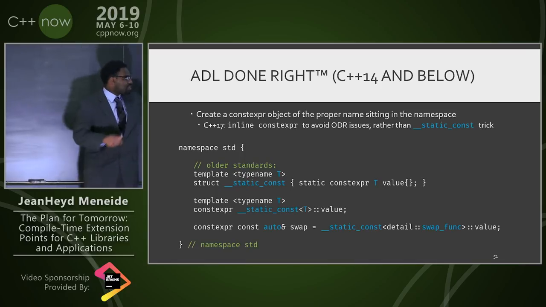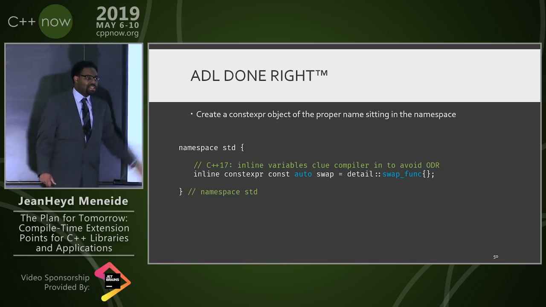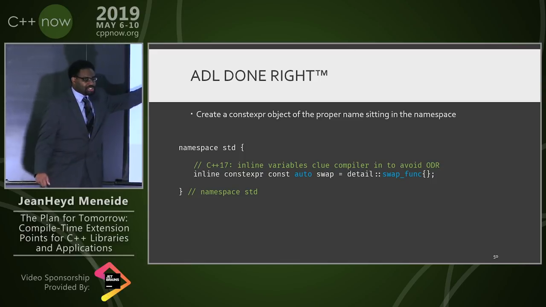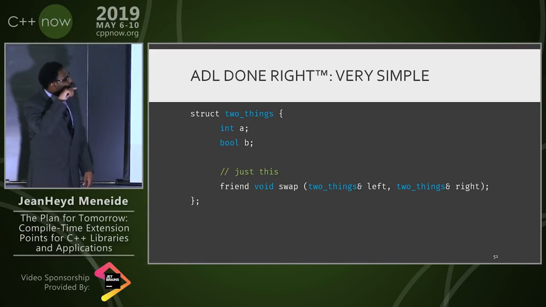And to get around this problem, this is one of the explicit reasons why the inline variables were introduced in C++17, right? So please, if you're using it, just write this. Nobody wants to read this, okay?